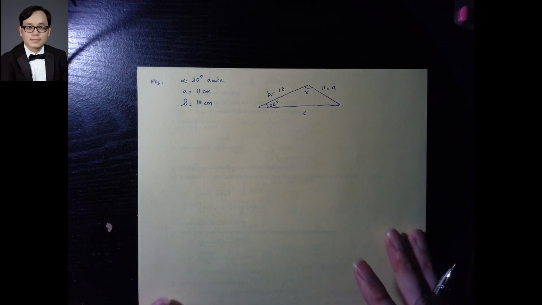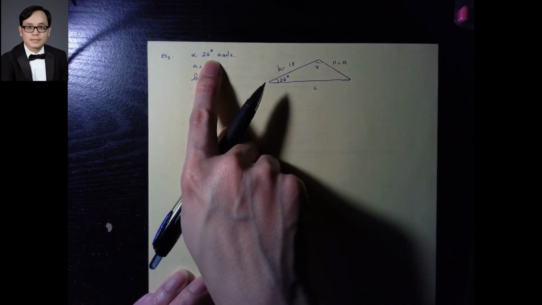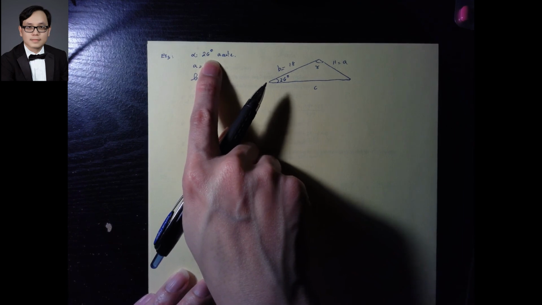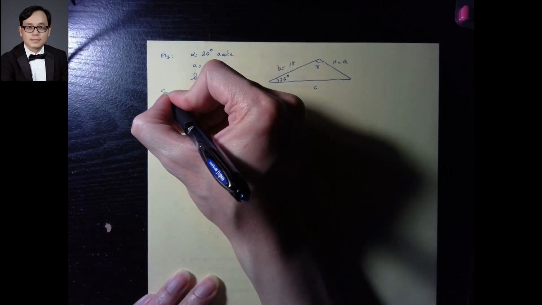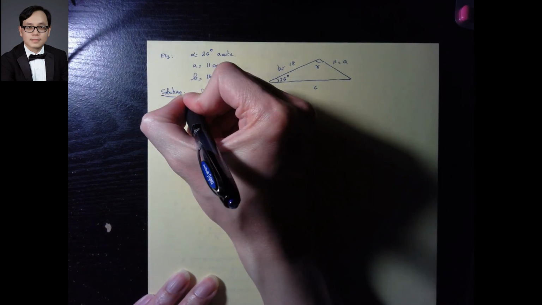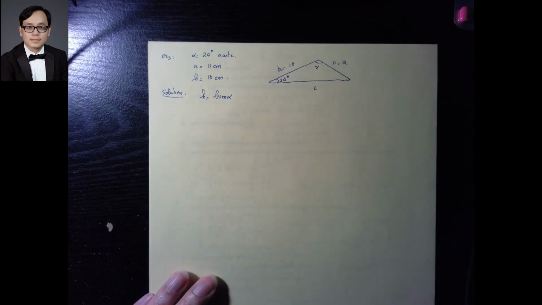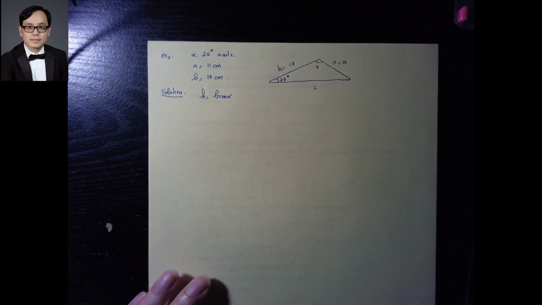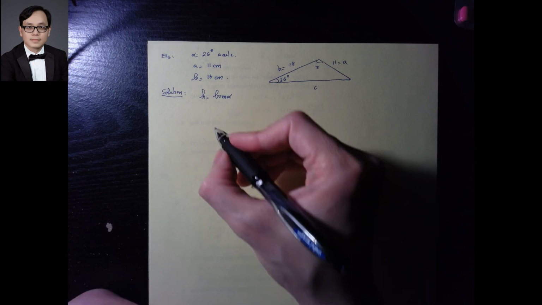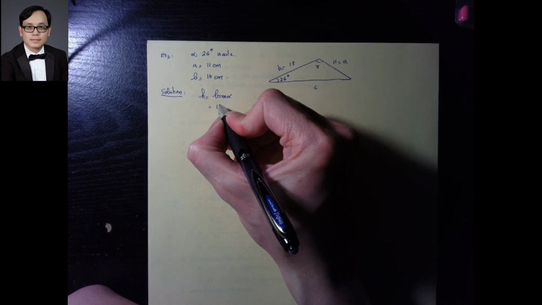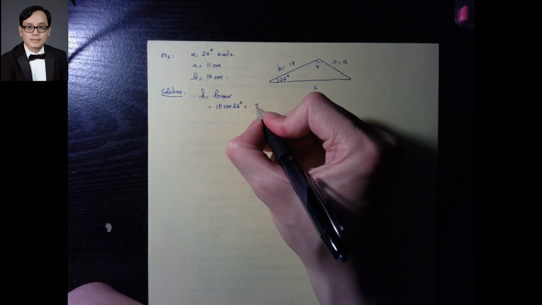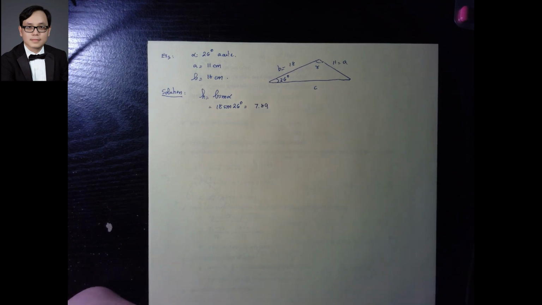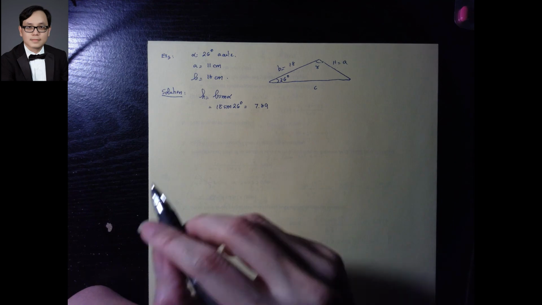So first step again, because alpha is 26, it is acute, so we have to solve for H. Solution: H is B sine alpha. So your B is 18, sine 26 degrees, which equals 7.89. So that's your H.